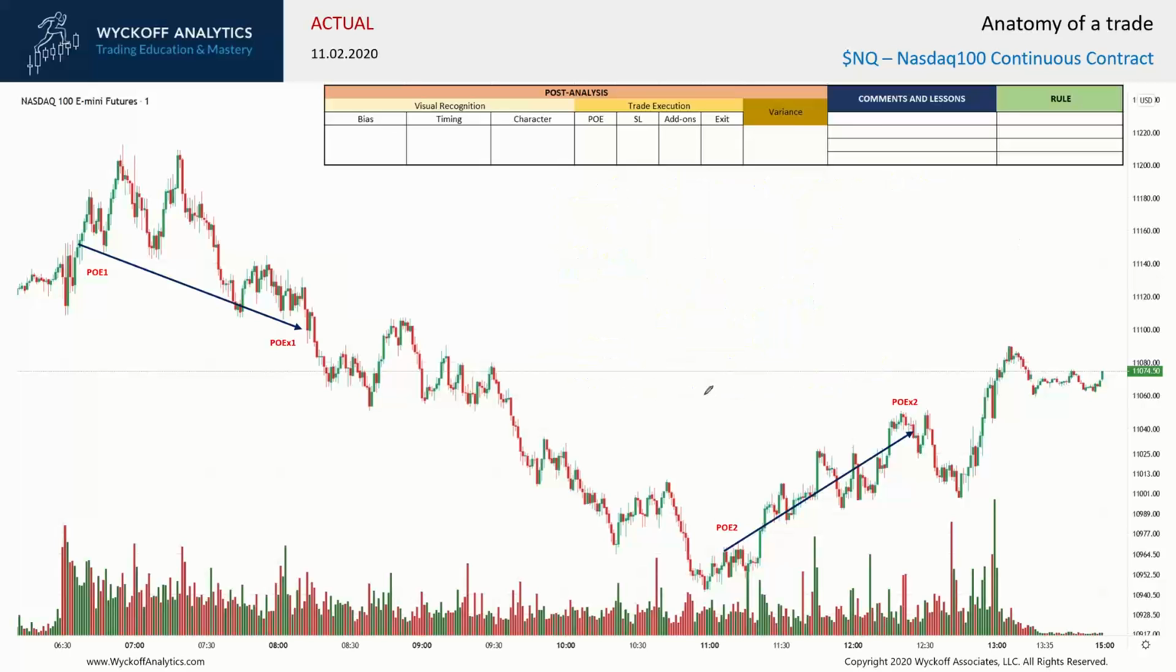Okay, well, let's look at the second trade on the same day. That actually picked up the actual low. I mean, this was the actual low. So we're getting into the position relatively early.